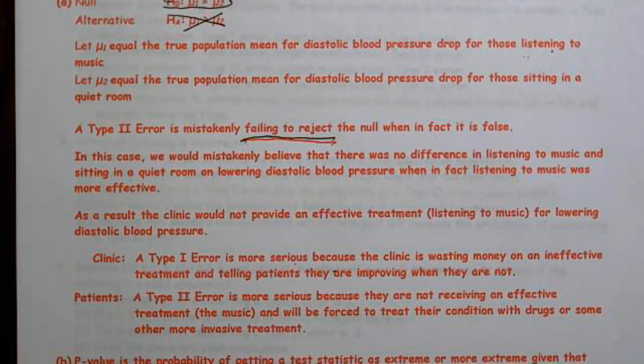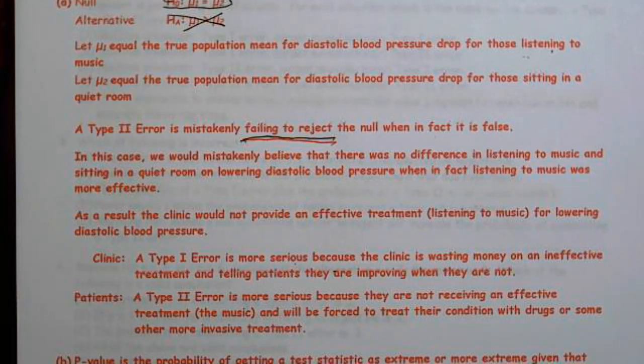Now, one thing I also want to say about that is I have students that say, well, the problem is they could get sued. The clinic could get sued. And that's true. But why would they get sued? You've got to be more specific than that. So basically, you could say the clinic is offering a treatment saying that it's effective when it's not. So the clinic could get sued. That's why it would be very bad to have a Type 1 error. But you have to back it up in some way.